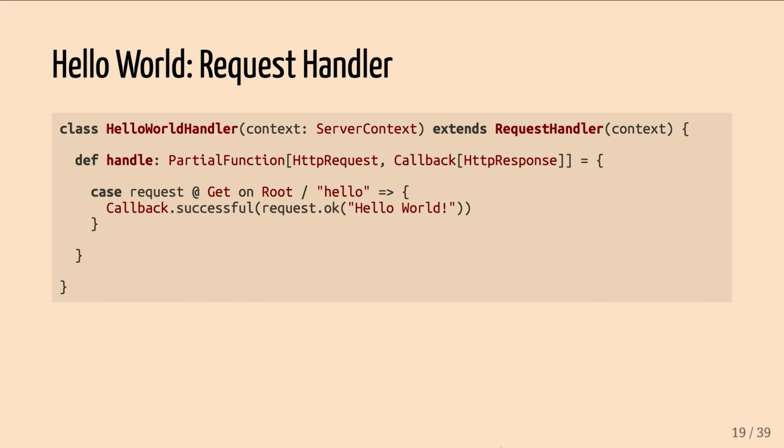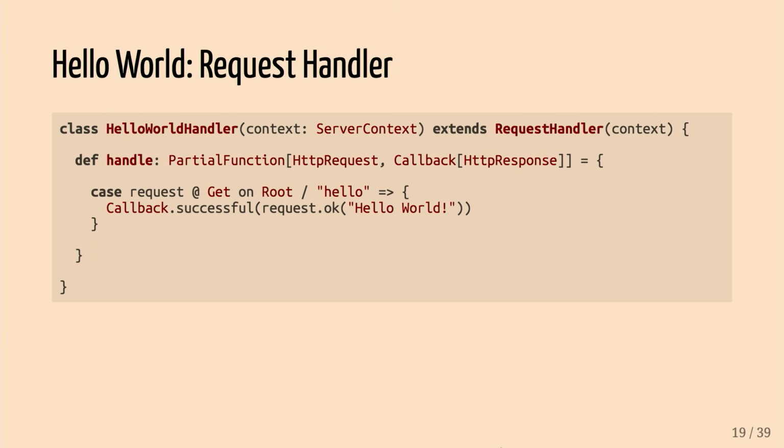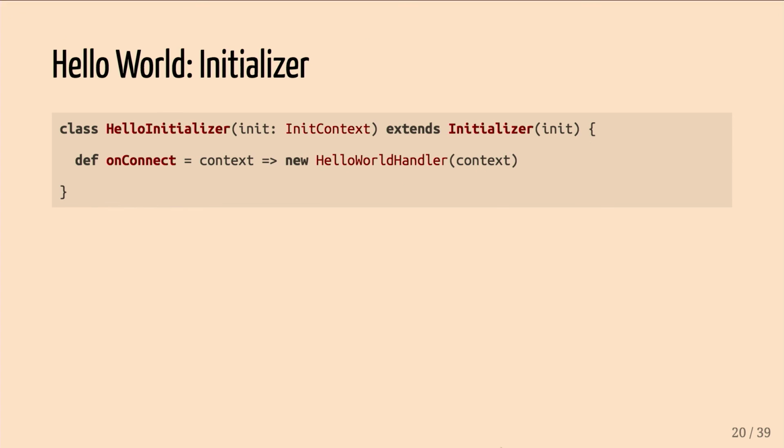Now, request handlers can actually do quite a bit more, but I have to keep it simple for now. The one thing I'll point out here, which I'll get into shortly, is that the return type of this partial function is what we call a callback of HTTP response. In one sentence, a callback is sort of like Colossus's version of a future. But we'll get more into that shortly.